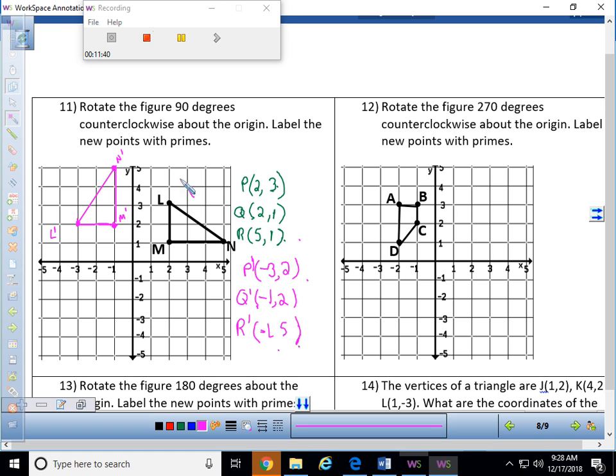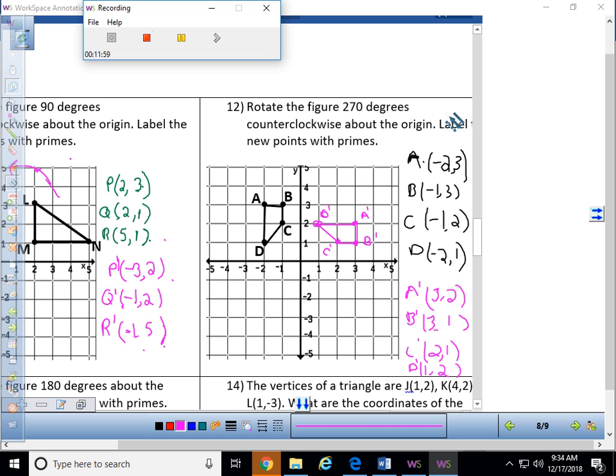We notice we are turning this thing around in that direction, and that's how we do it. There's a little arrow here. So we're rotating it 90 degrees counterclockwise to the left.